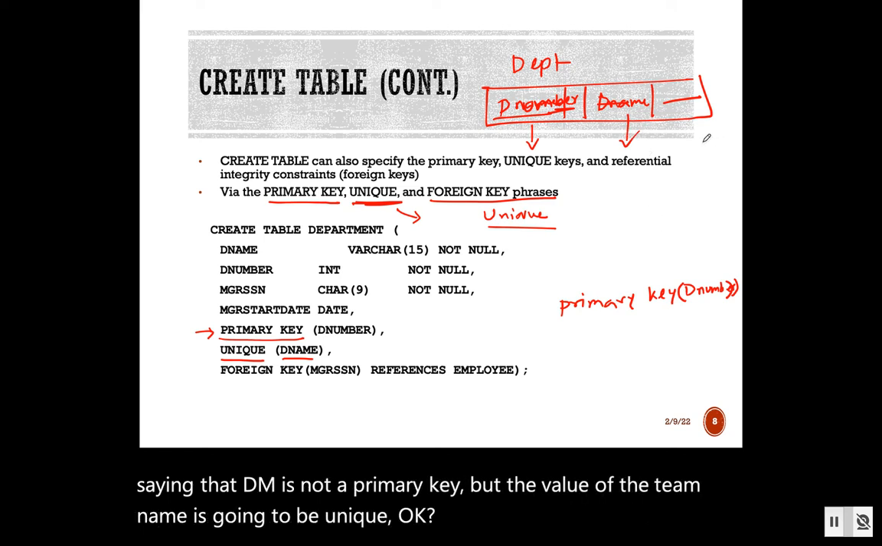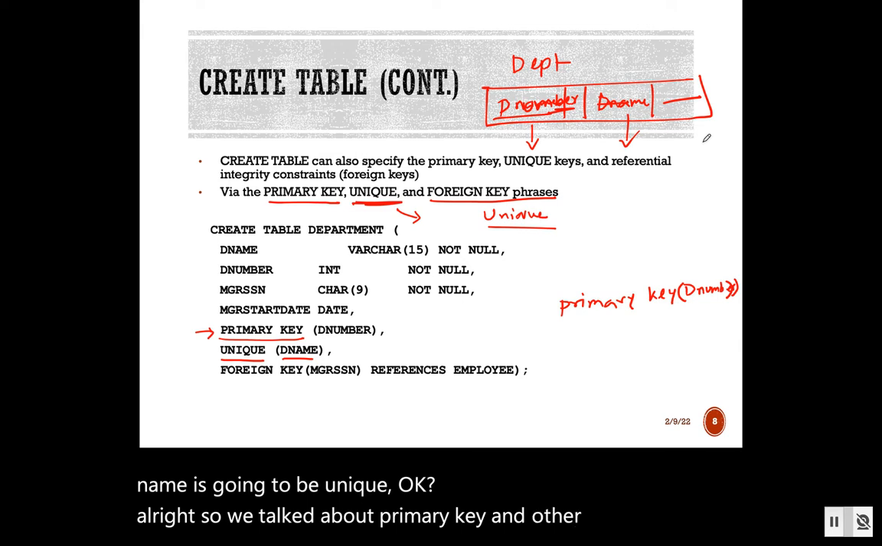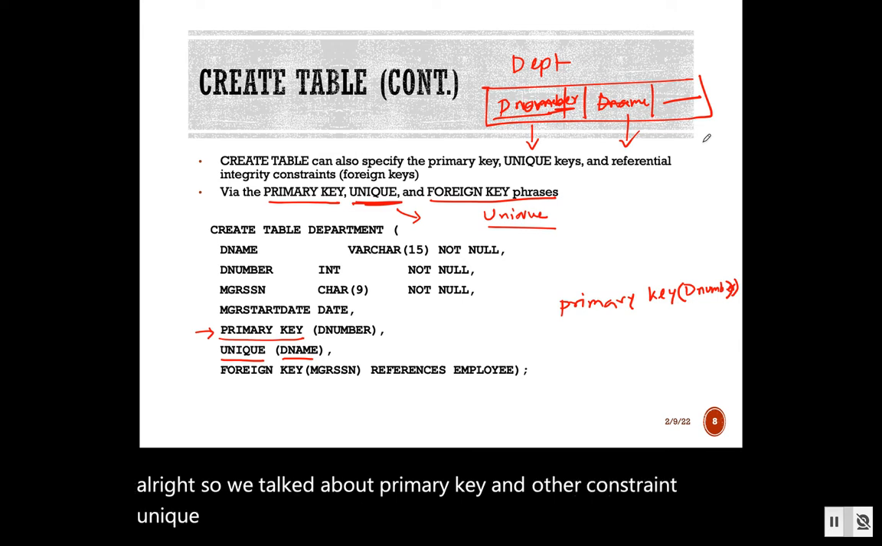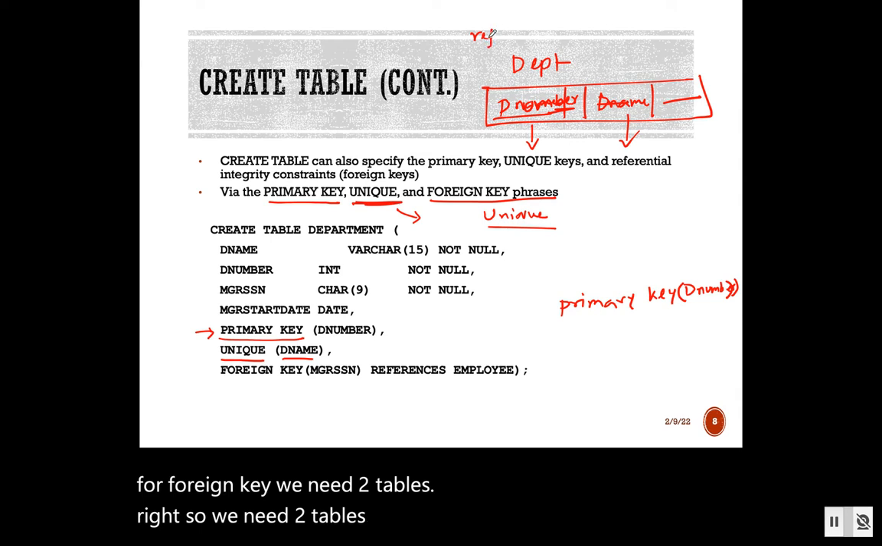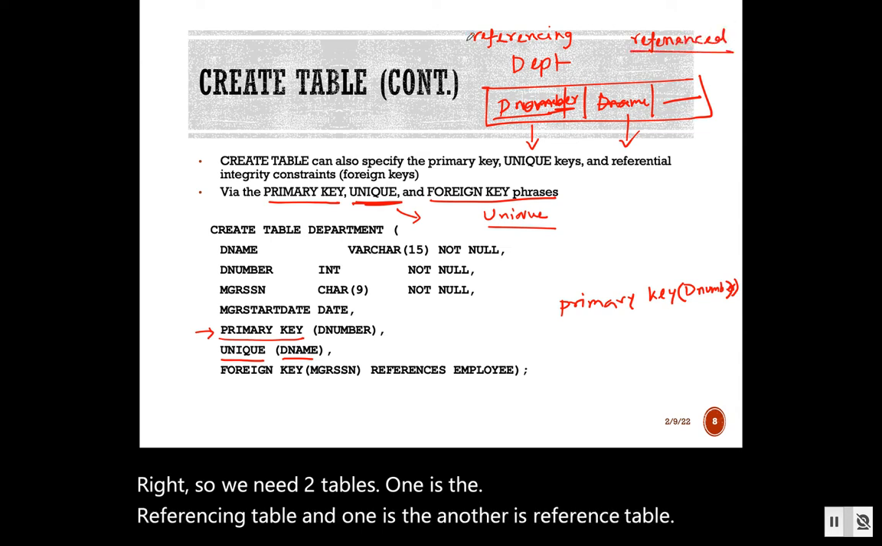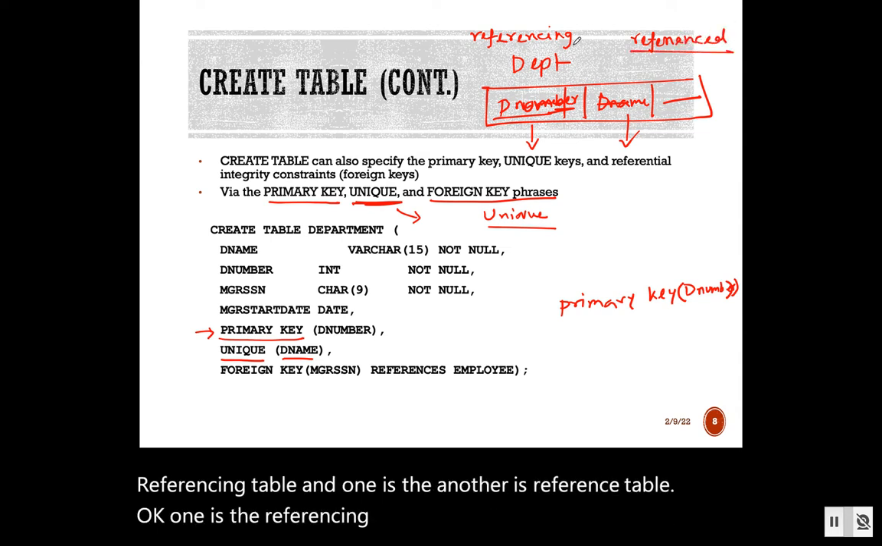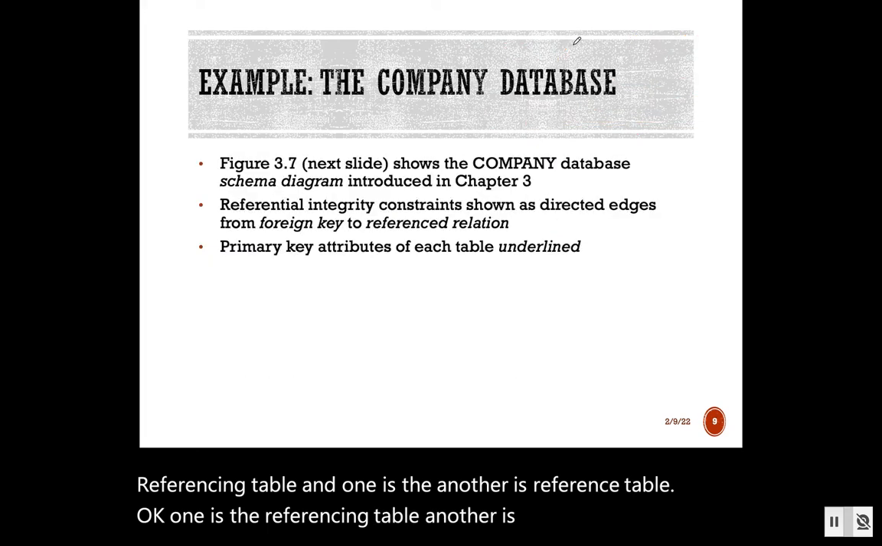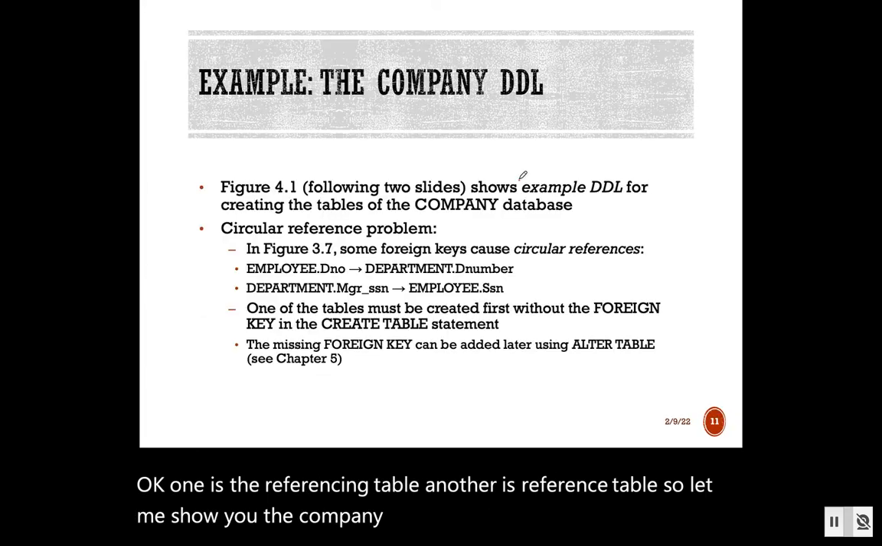All right, so we talked about primary key and another constraint, unique constraint, and now how we are going to specify foreign key. So for foreign key we need two tables, right? One is the referencing table and another is the referenced table, okay. So let me show you the company database and it will remind you.